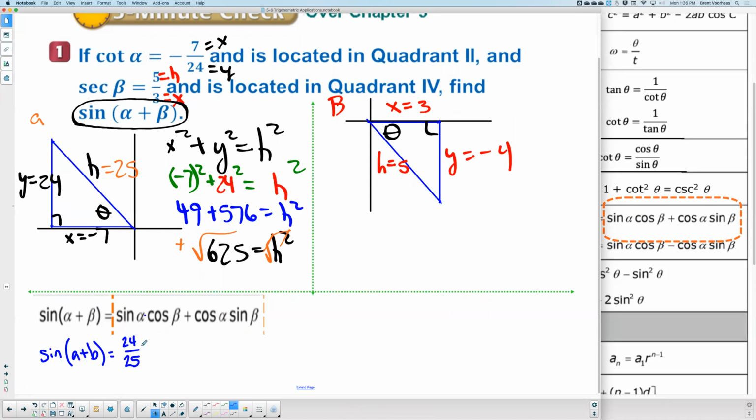Now this needs to multiply times the cosine of triangle B. So now we look at this triangle. Now what is cosine's ratio? 5, 4, 3, 2, 1. X over H, which would become 3/5.